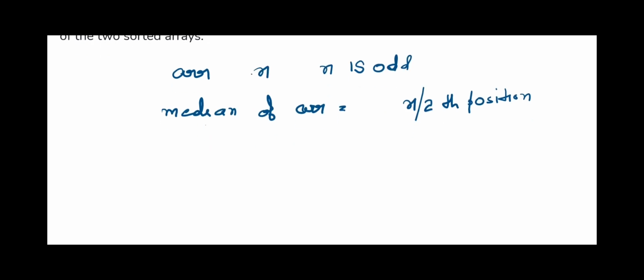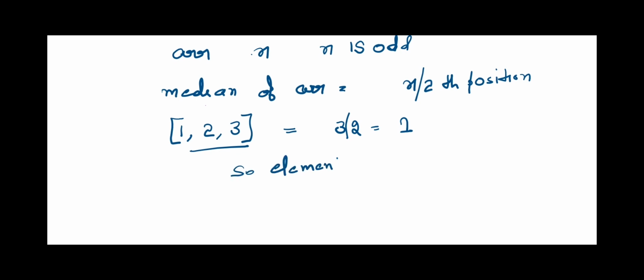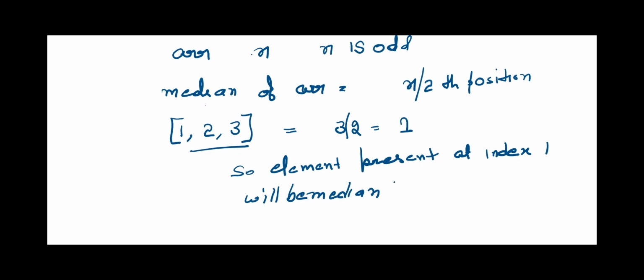Let's understand this with an example. Suppose we have an array of size 3 with elements 1, 2, 3. So the median of this array will be 3 by 2, which is equal to 1. So the element present at index 1 will be the median of this array. So 2 is the median of this array.